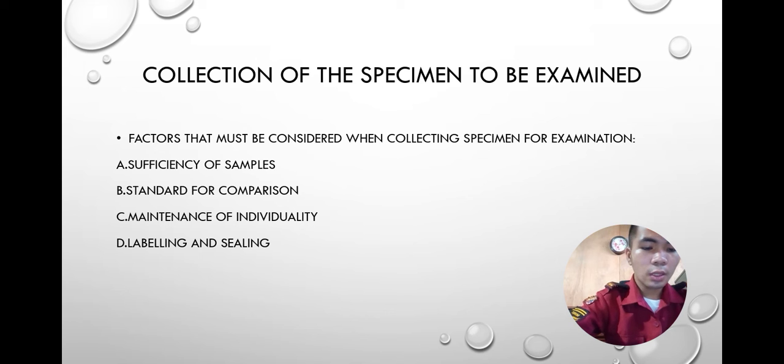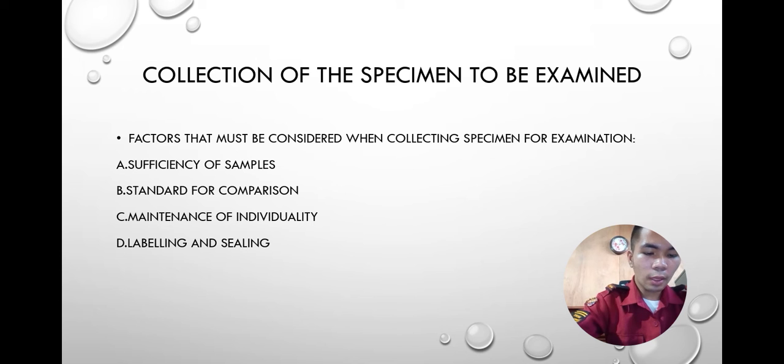So sufficiency of samples. As the investigator or evidence collector, you need to collect more evidence in the crime scene to make the chemist confident that in case of downfall, he or she can still have enough samples to repeat or to proceed to the succeeding examination.